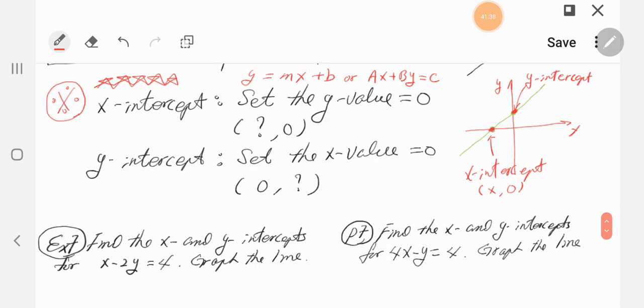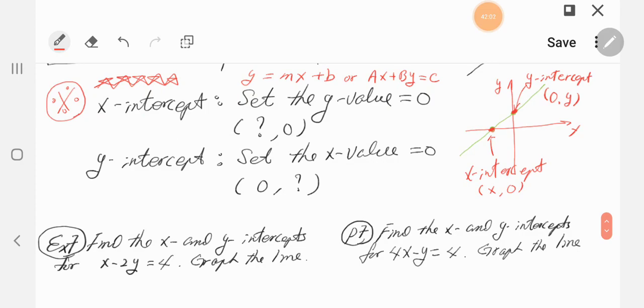Okay, in the other way, if a straight line passes through the y-axis, then this is the y-intercept. So all the points on the y-axis have the same x value, which is equal to 0. So x is always 0, right? And the y value is the y value. It's the point on the y coordinate.